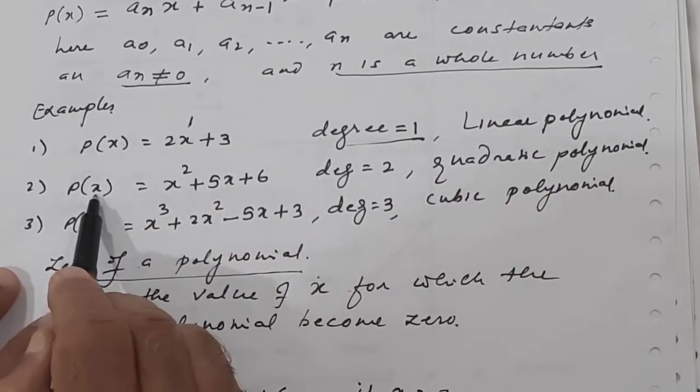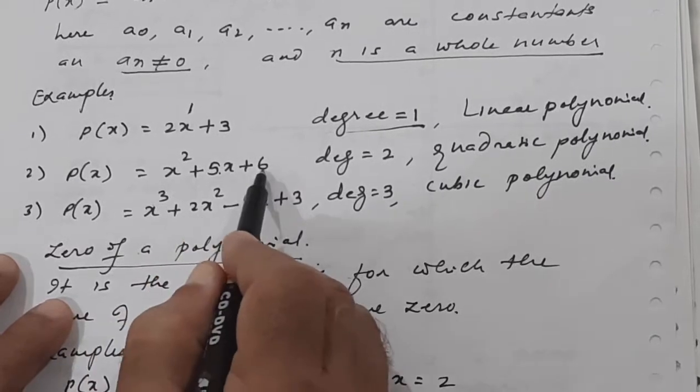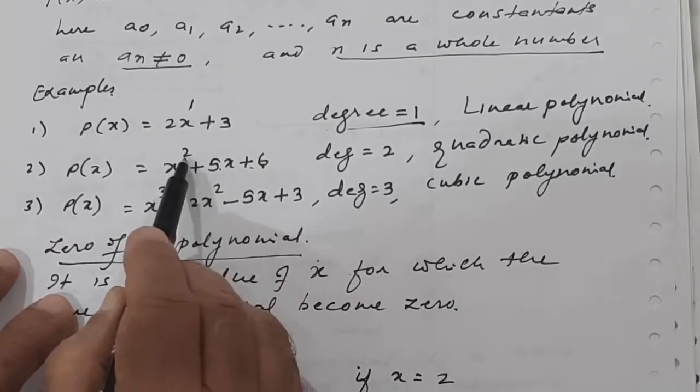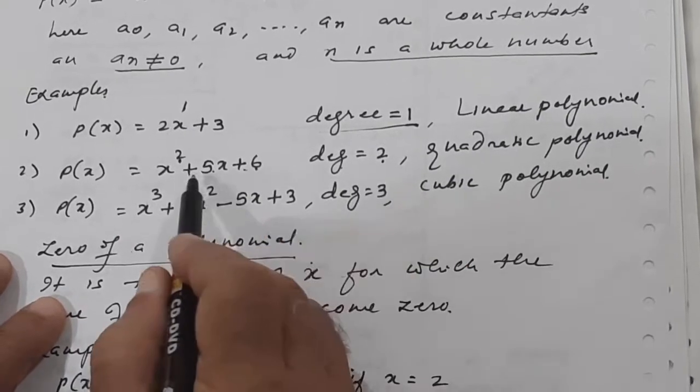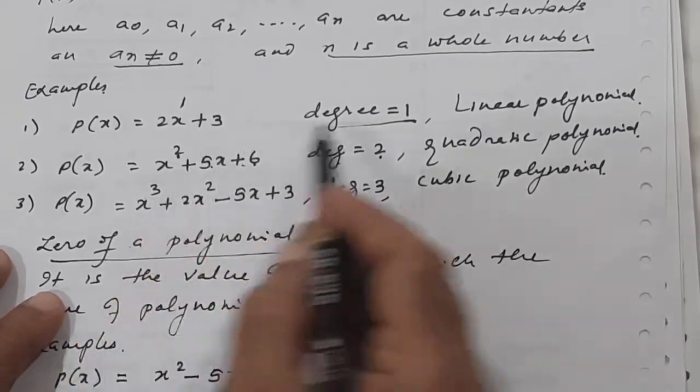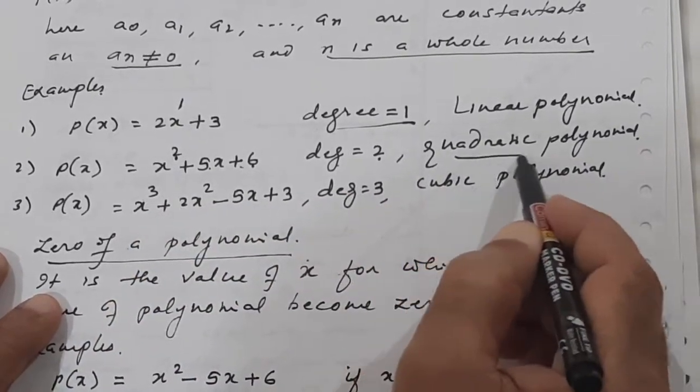Now p of x is x square plus 5x plus 6. Here the highest power is 2. Hence degree is 2. When the degree is 2, this polynomial is called a quadratic polynomial.